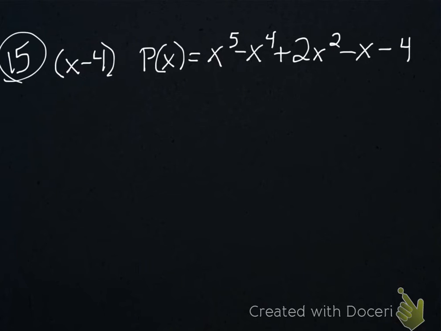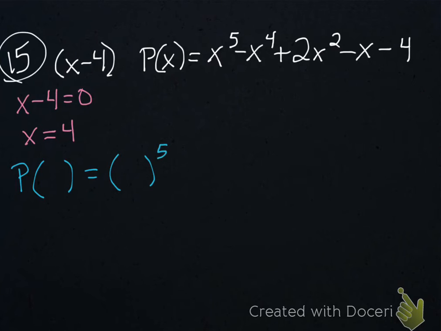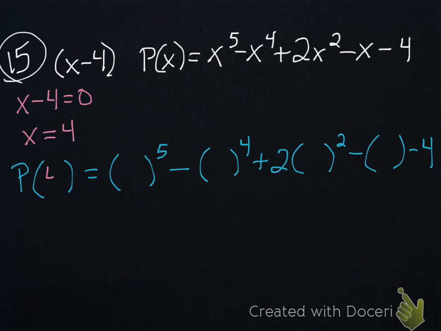Number 15, take the divisor, x minus 4. Set it equal to 0. Solve for x. X equals 4. Now write your function. P. Put parentheses in for every x. Parentheses 5th, parentheses to the 4th, plus 2 parentheses squared, minus parentheses minus 4. Now plug in your x. 4. Everywhere there's parentheses, put a 4.